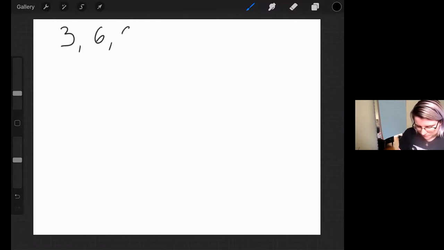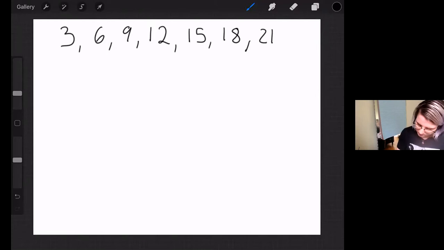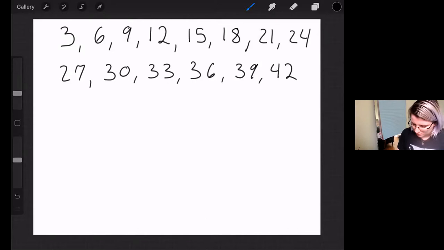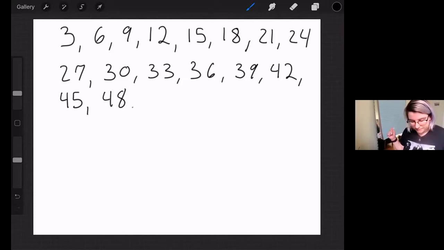3 times 2, 3 times 3, 4, 5, 6, ... 24. We can keep going, right? All I'm doing is adding 3 to every number. I'm counting by 3s. I'm listing the multiples of 3s. 33, 36, 39, 42, 45, 48, gorgeous. I was questioning myself there for a second, but we got it.